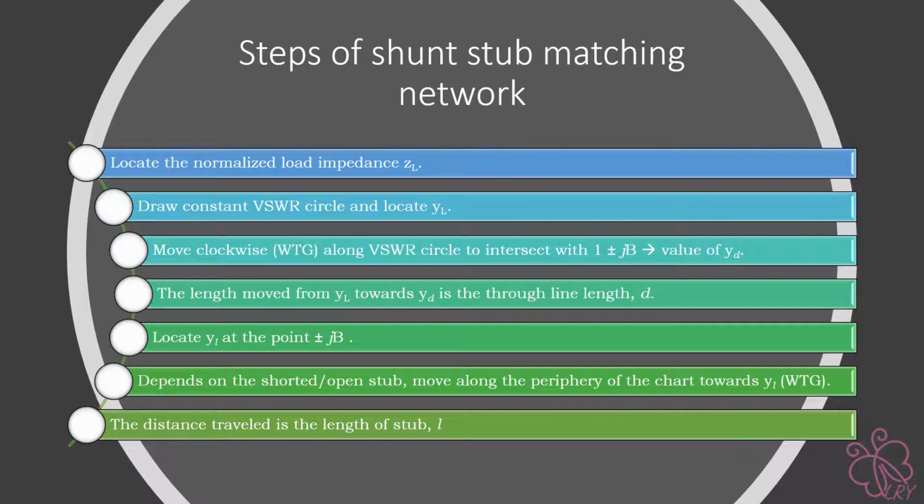Locate YL at the point plus or minus jB, depending on whether it is a shorted or open stub. Move along the periphery of the chart towards YL, wavelength towards generator. And lastly, the distance traveled is the length of the stub L.